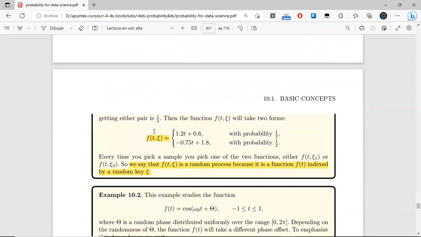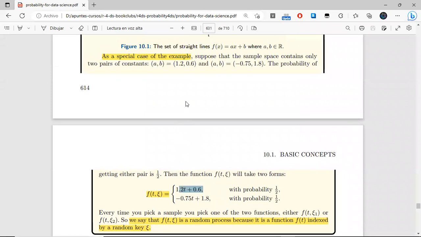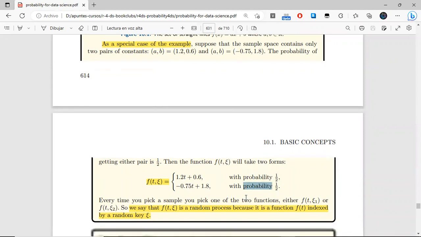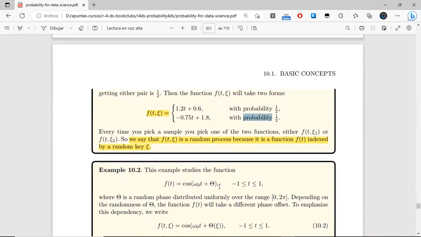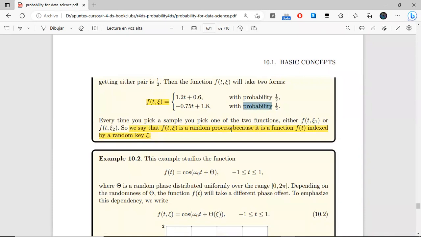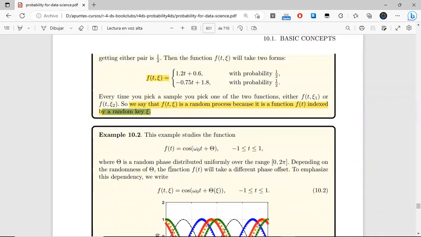So the outcome of this function that depends on time and this argument for the randomness would be just replacing the values we can see over here. Over here, the probability 1/2 and the other pair of values also with probability 1/2. But the main takeaway is that the random process, its elements are going to be functions indexed by a random key. They are no longer real numbers, but they are now real functions.